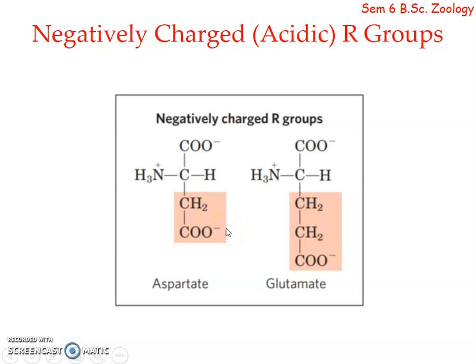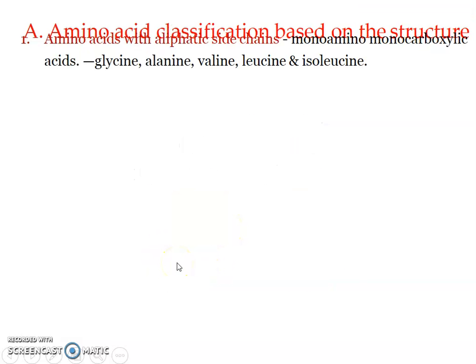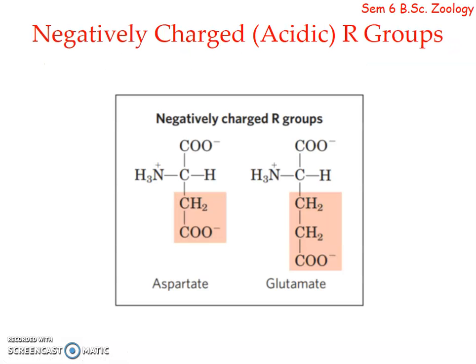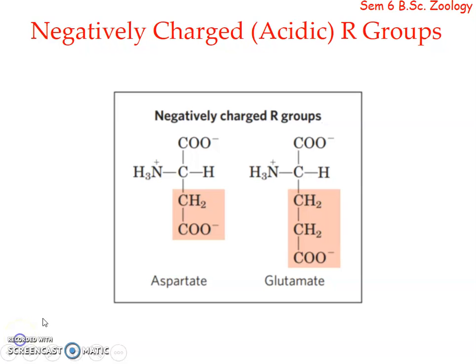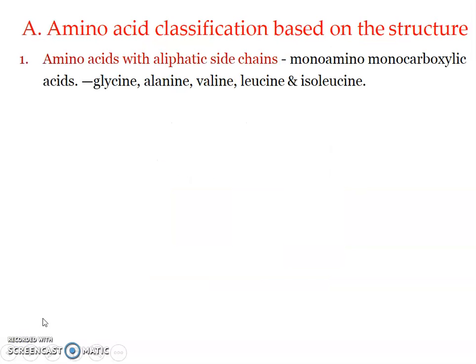Aspartic acid and glutamic acid. There are complementary amide forms, that is asparagine and glutamine, which are also found. Okay, so this is regarding the classification based on the chemical nature of the R group. Now the next kind of classification is based on the structure again.